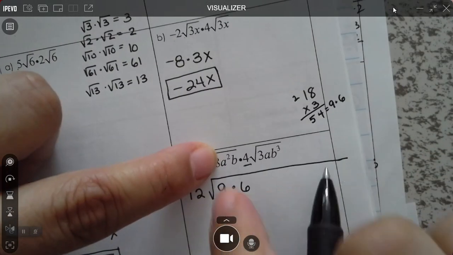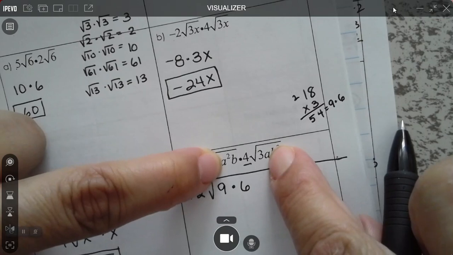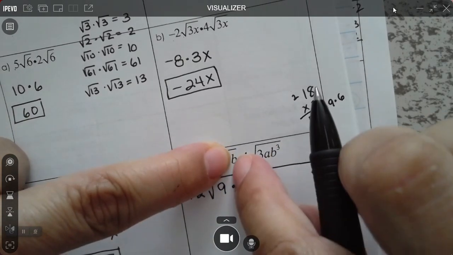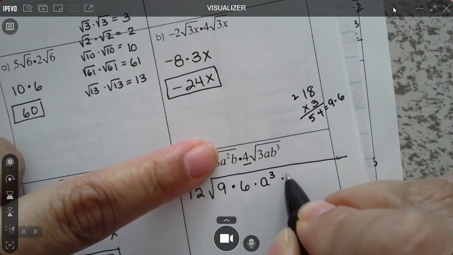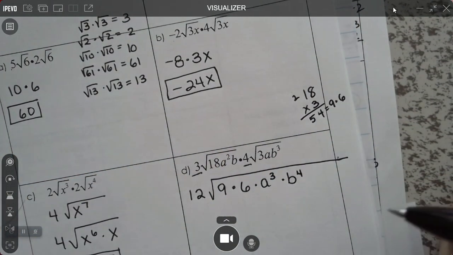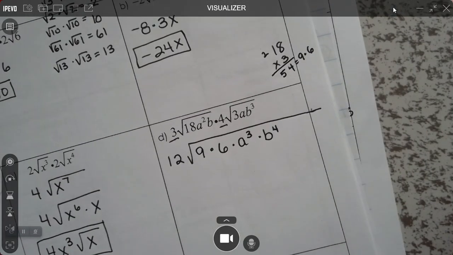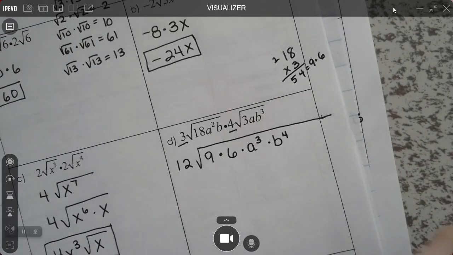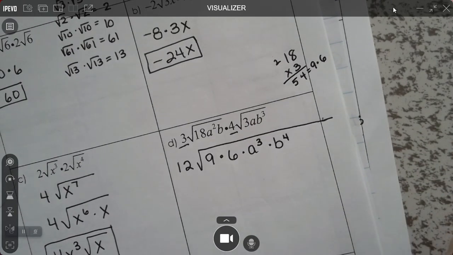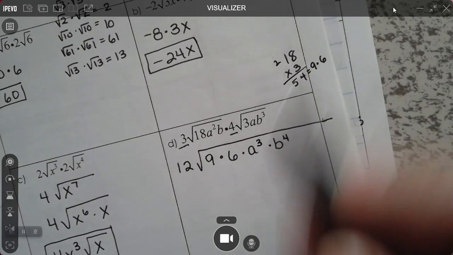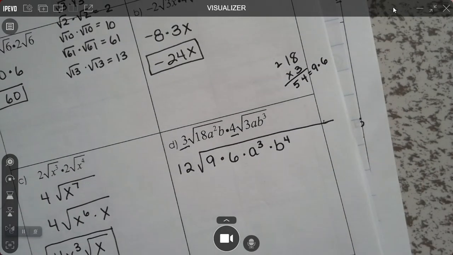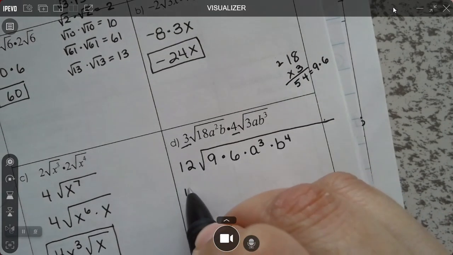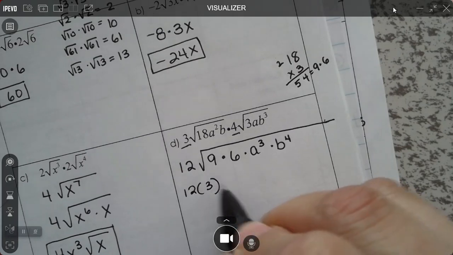Now the variables, I have a squared and an a over here. How many a's is that? I have a b and b cubed here. So how many b's is that? Good job, guys. Remember, you're adding the exponents. I'm glad that we remember that. Are you all caught up? I'm going to have to do this in 2 steps. What's the square root of 9? So 12 times 3. All right.